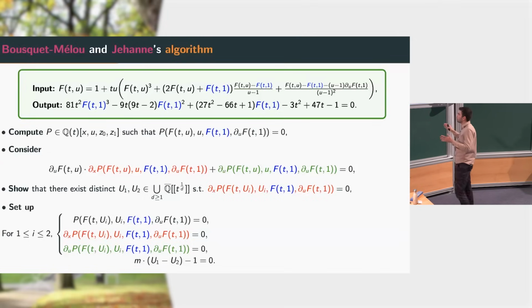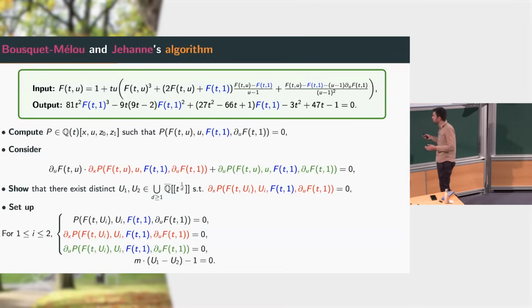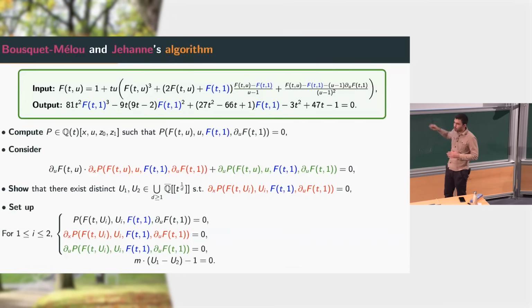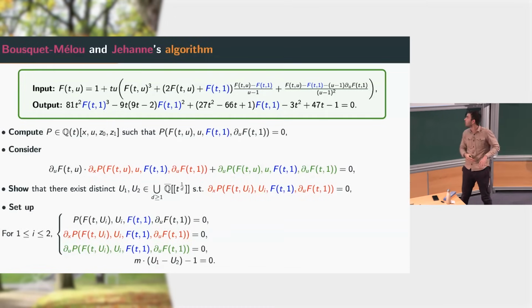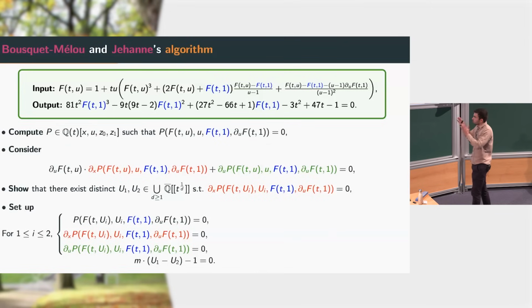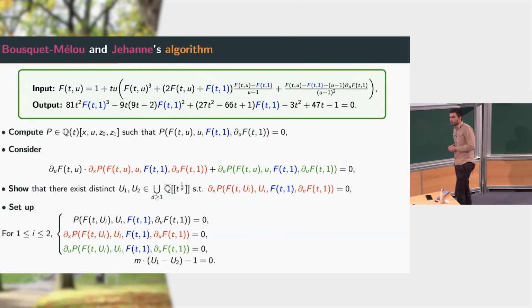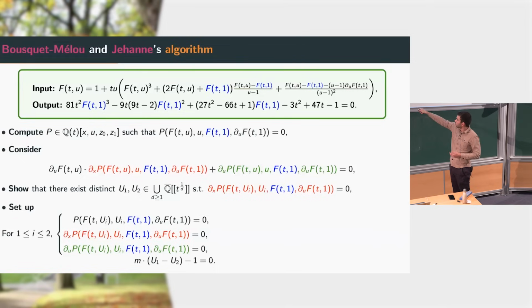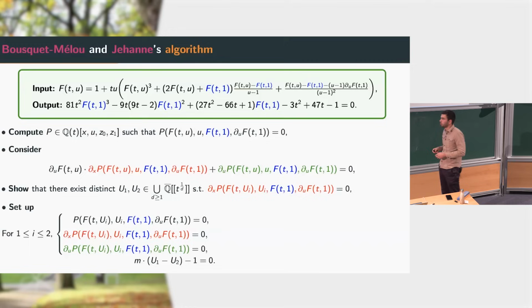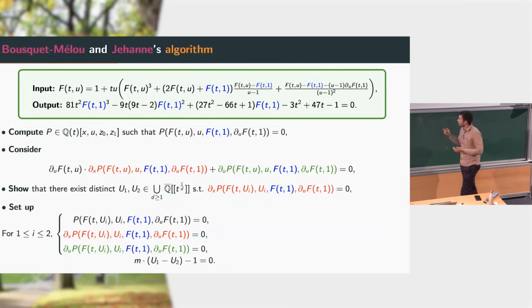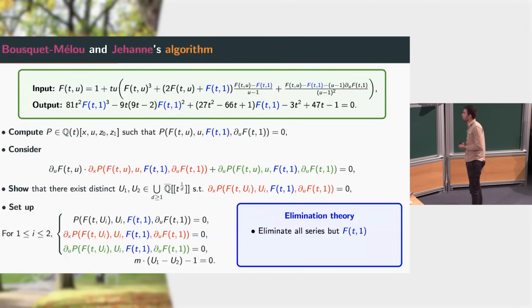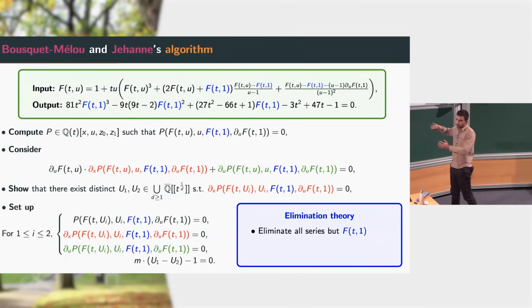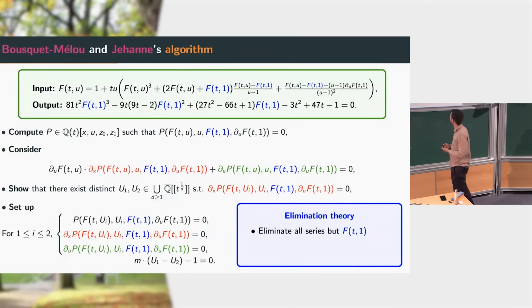Now we count the number of equations, unknowns, and parameters. So t here will be considered as a parameter, which means we put it in the base field. And now we have 7 equations and 7 unknowns. So 3 times 2, and here the saturation condition. And what we have to do now is just to eliminate all series but F(t,1), and we preserve, of course, this parameter t.